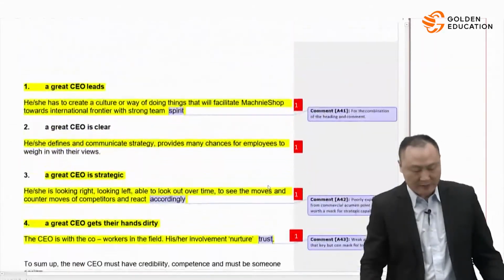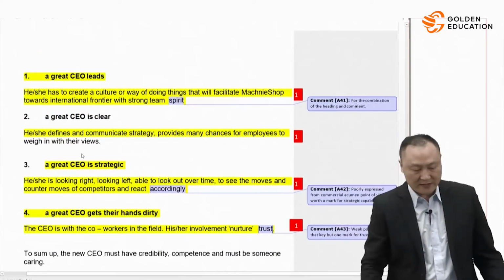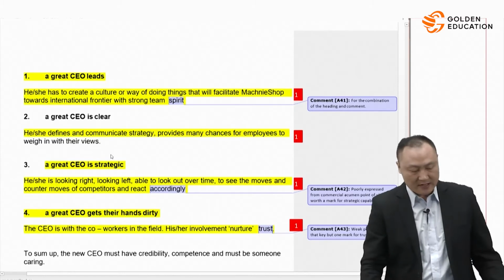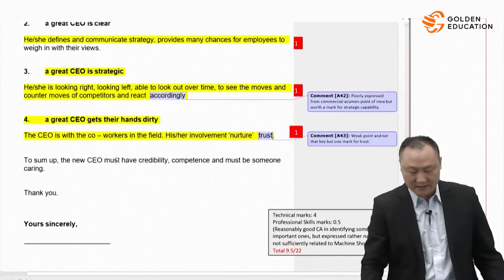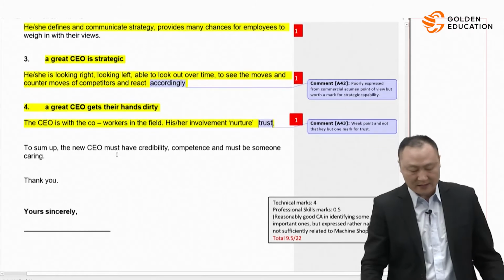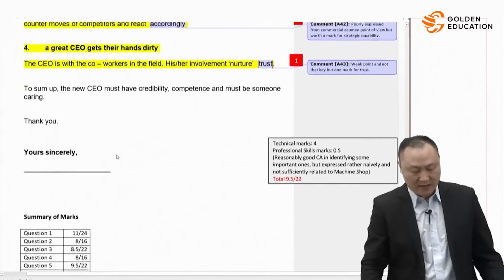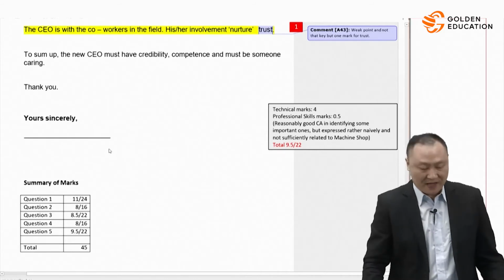And question number B. Right, great CEO leads, great CEO is clear, great CEO is strategic, great CEO gets their hands dirty. What else is in there? There's another 4 marks. 9.5 marks out of 22. Let's read the total marks. Unfortunately, 45. Yeah, I think he deserved it.